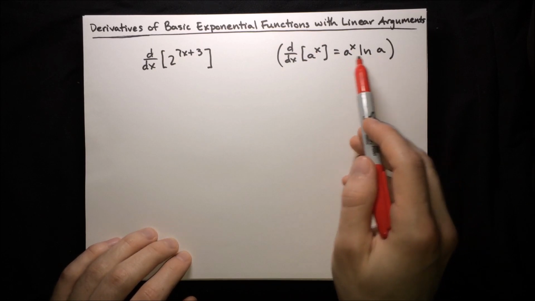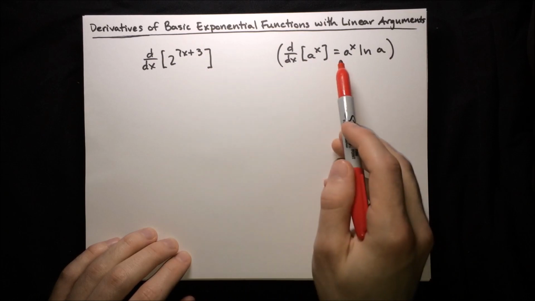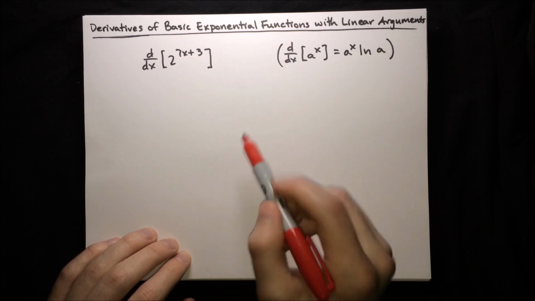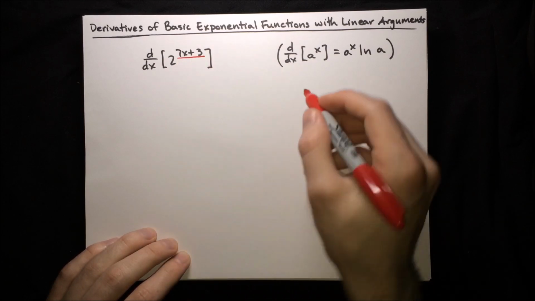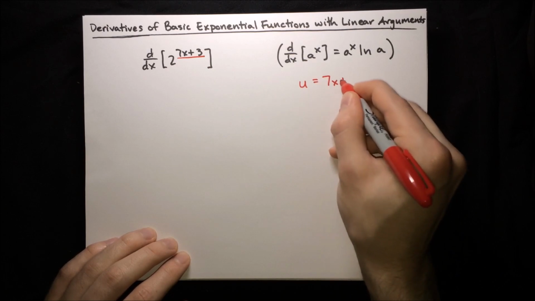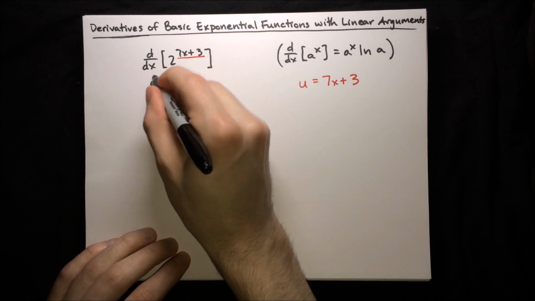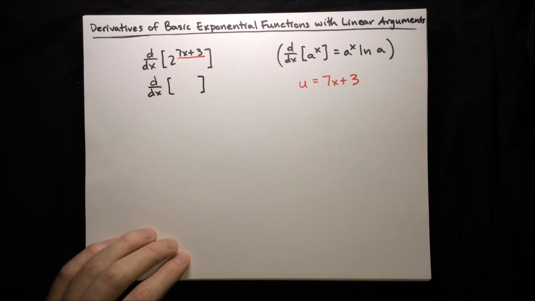So let's use the same process as before to reduce this problem to using this rule in conjunction with the chain rule. So first of all, we're going to lump this 7x plus 3 expression into a single variable, u. We'll set u equals 7x plus 3, and then our derivative will become d over dx of 2 to the u.